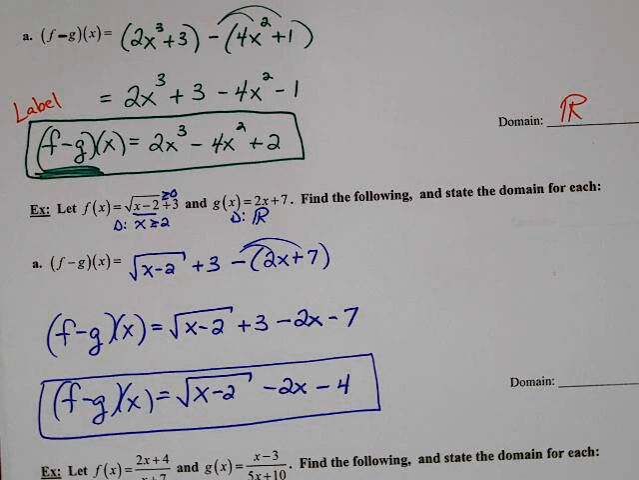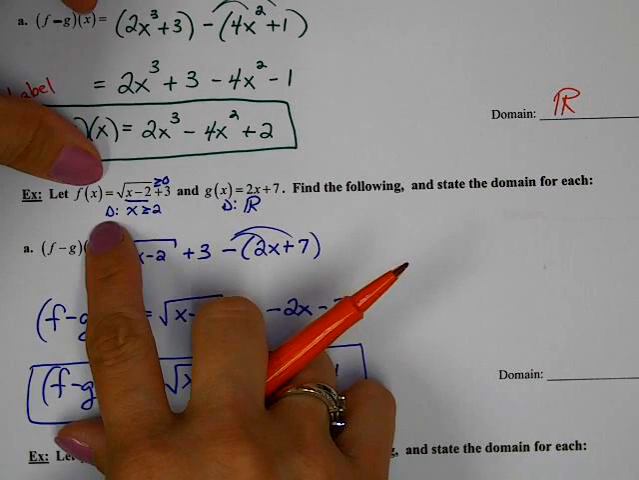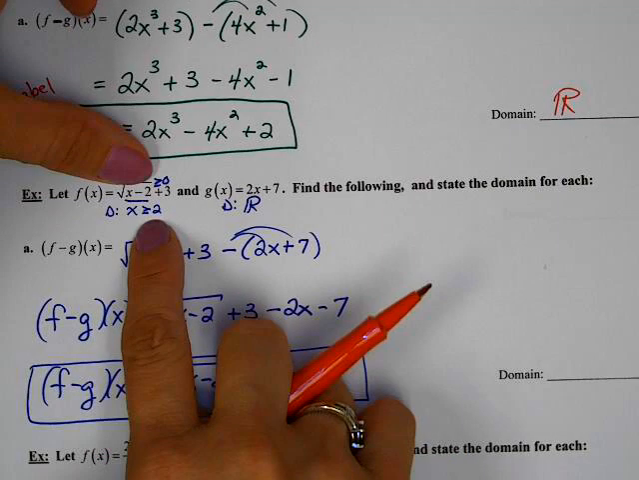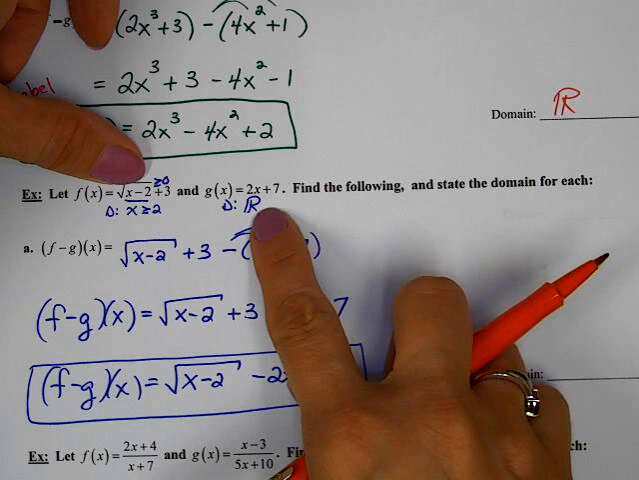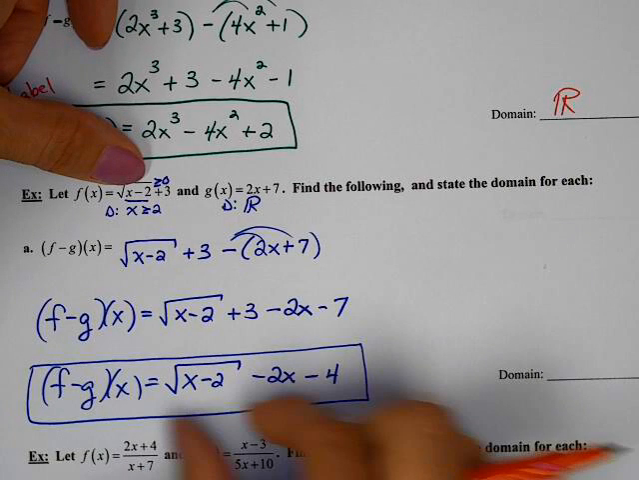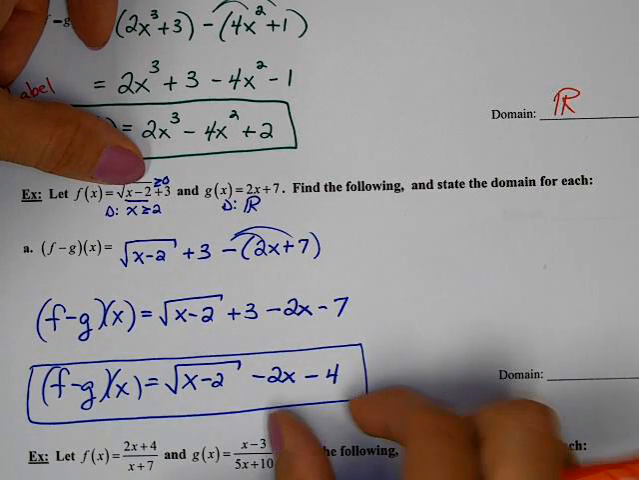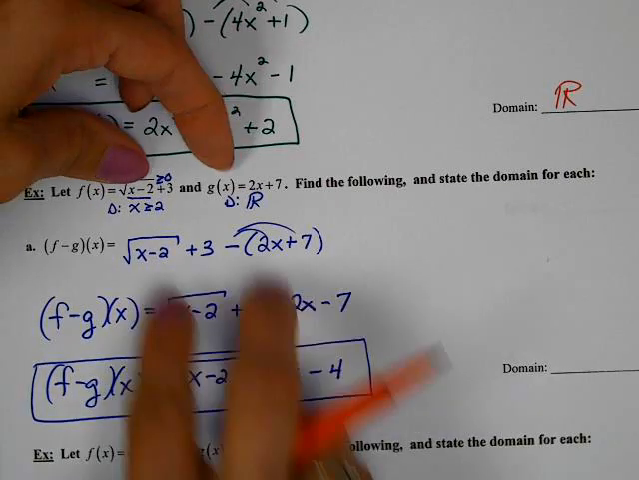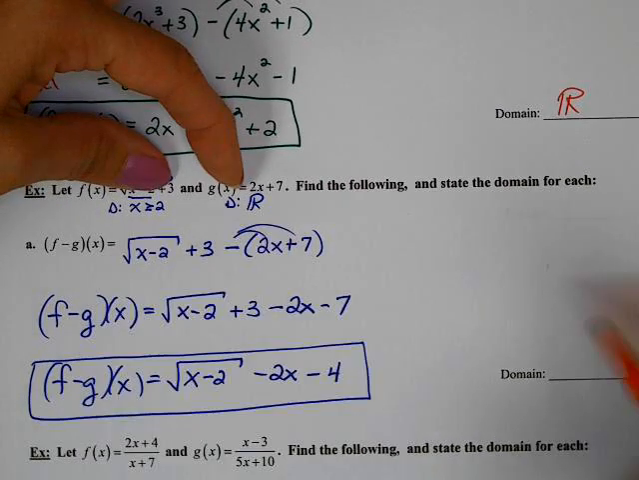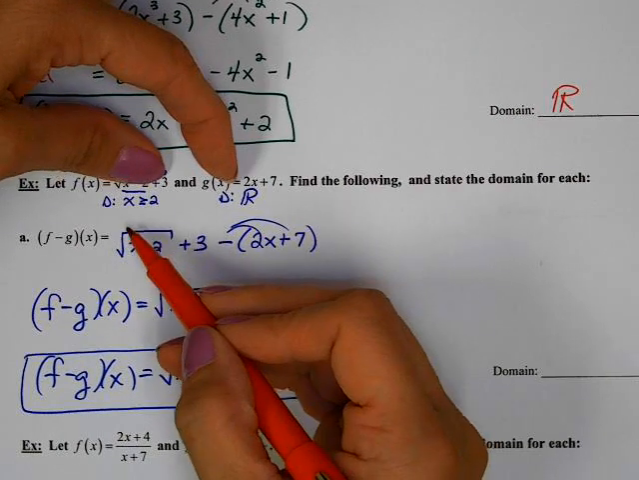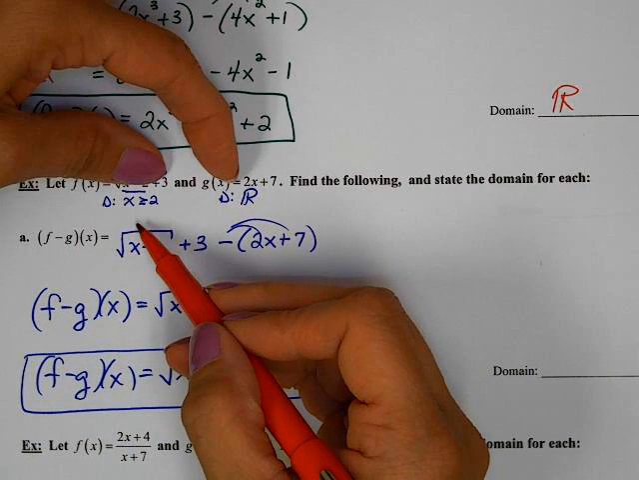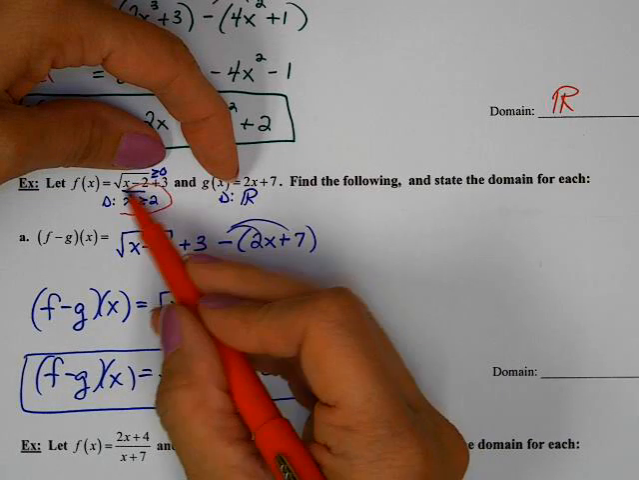How about the domain? The domain for f said be more than or equal to 2. So it's not going to allow negatives to go in. G will accept all reals. And I notice here that they are combined, so there's no new restrictions that got added. Which domain answer am I going to say? I can't say use all reals and then only use numbers more than 2. So I'm going to pick the one that's more restrictive.